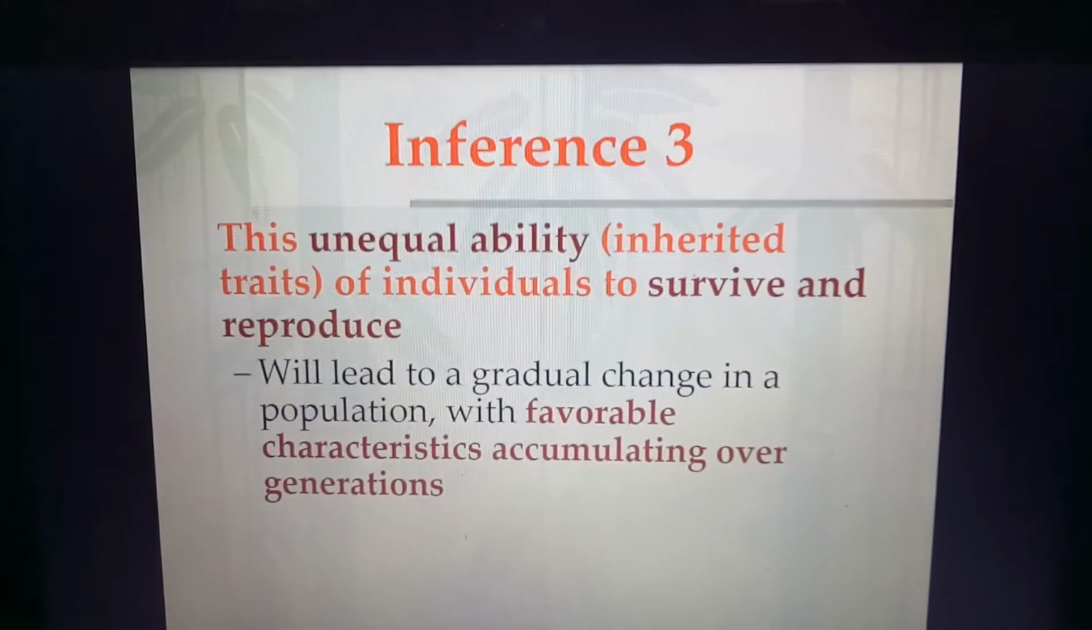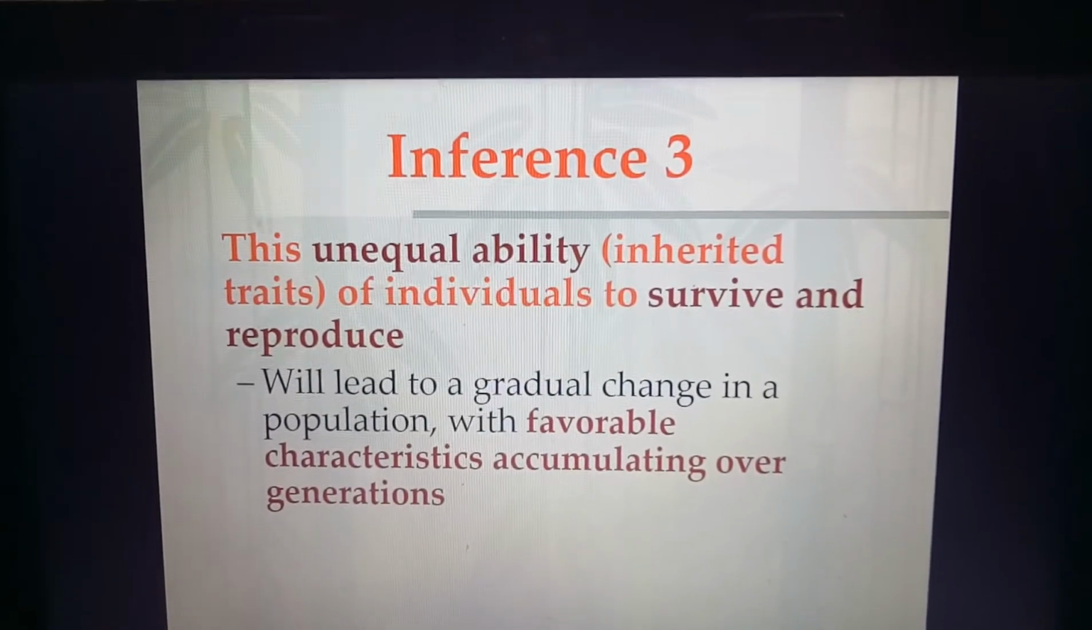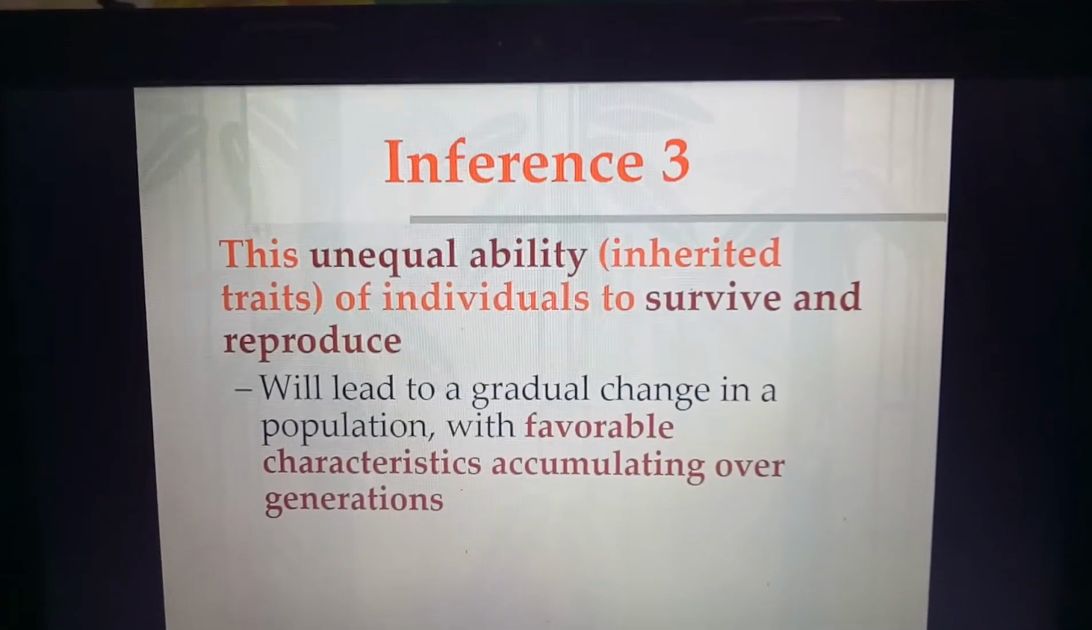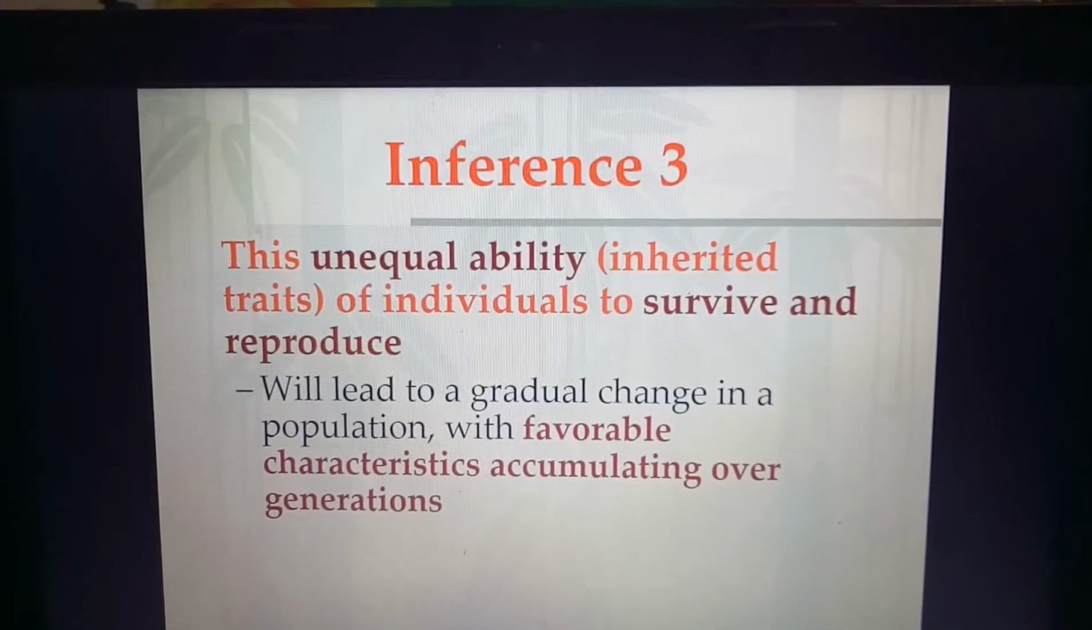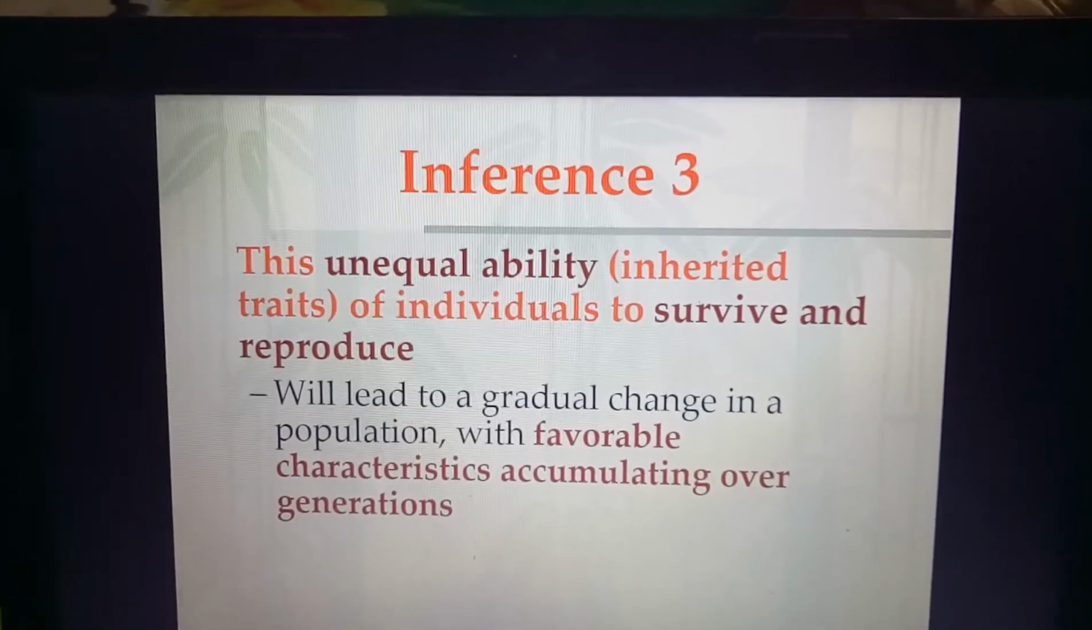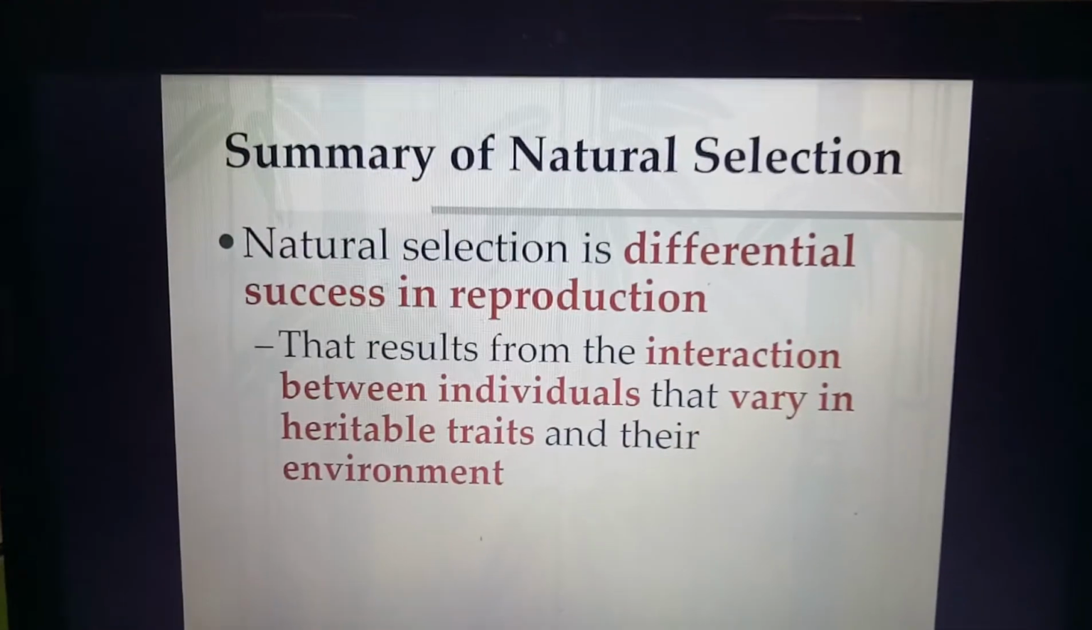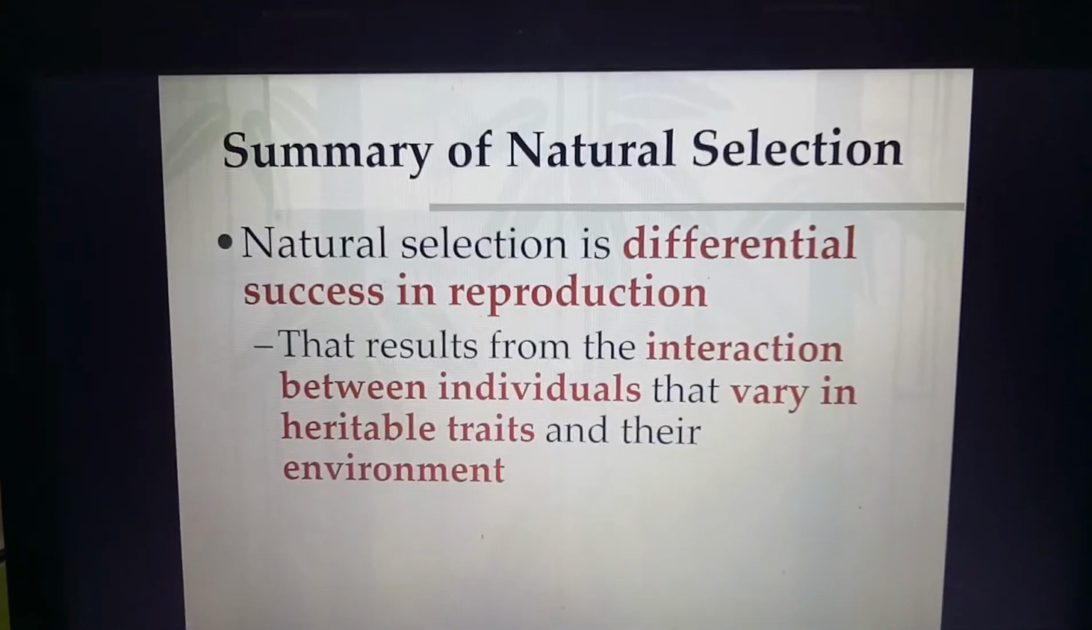Inference number 3, or conclusion number 3: this unequal ability of individuals with inherited traits to survive and reproduce will lead to a gradual change in the population, with favorable characteristics accumulating over generations. This is actually a summary of natural selection.